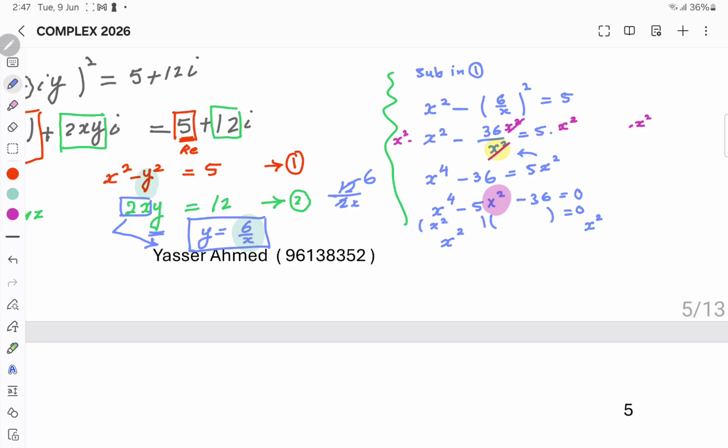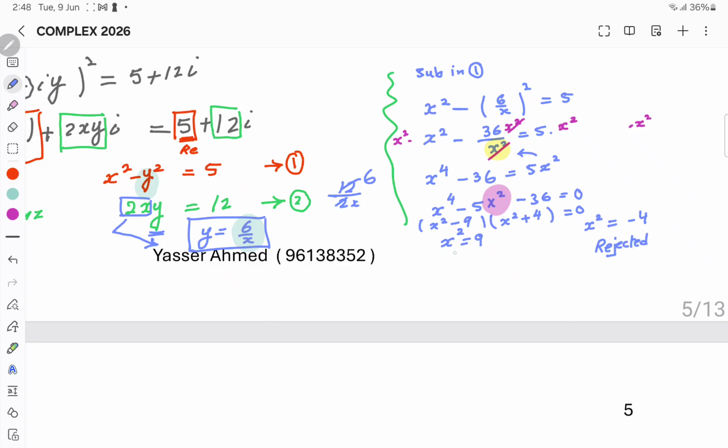X to the power 4 will be x squared times x squared. Two numbers have product 36 and difference 5, I think 4 and 9 or 9 and 4. The last sign is negative, so I have two different signs. The bigger factor takes the sign of the middle, so the other will be opposite. So using mod 3 you will get that x squared equals positive 9 or x squared equals negative 4. As you know, it's impossible to get a square root of a negative number, so that is rejected, it does not belong to the real numbers.